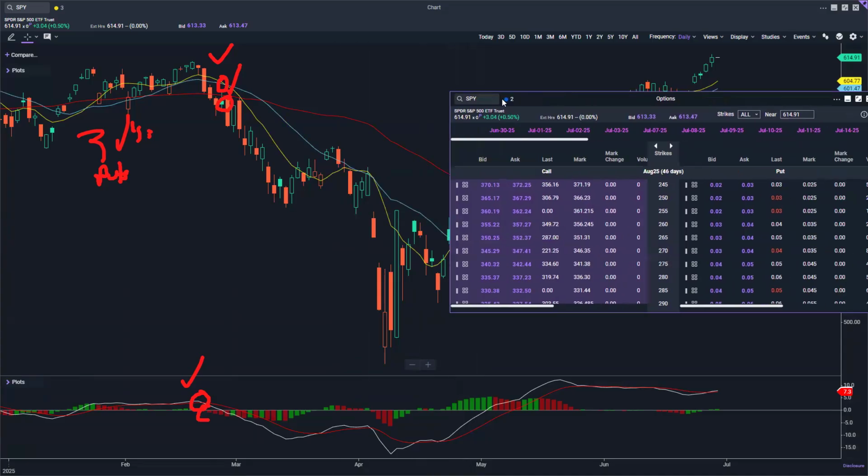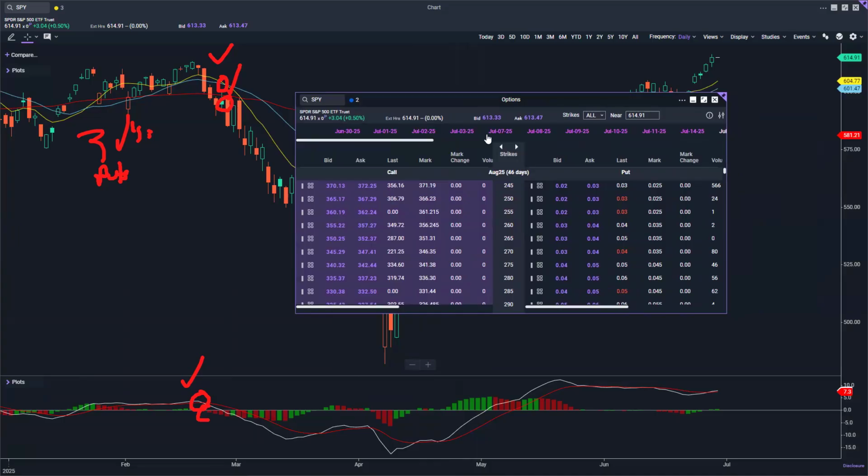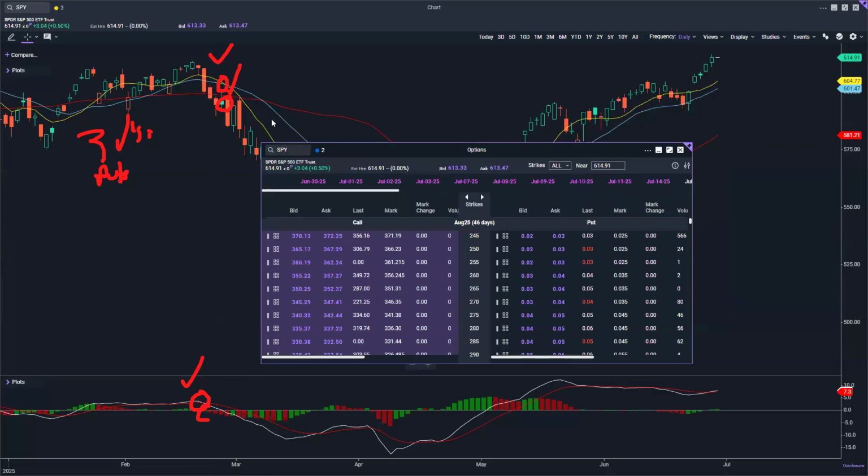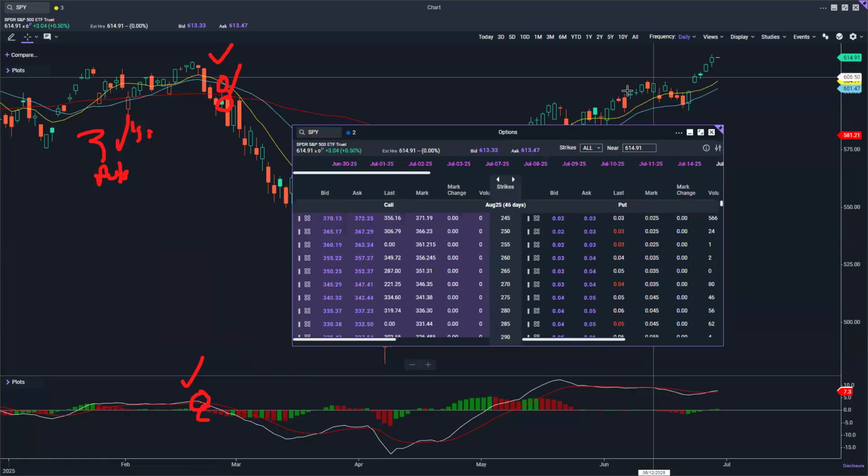So now what I want to look at here is that July monthly expo. And I want to show you guys our entry. If we got into SPY puts right here per our trade plan entry and then exited on our exit strategy, watch what you would have made to the downside. And then I'm going to show you to the upside.